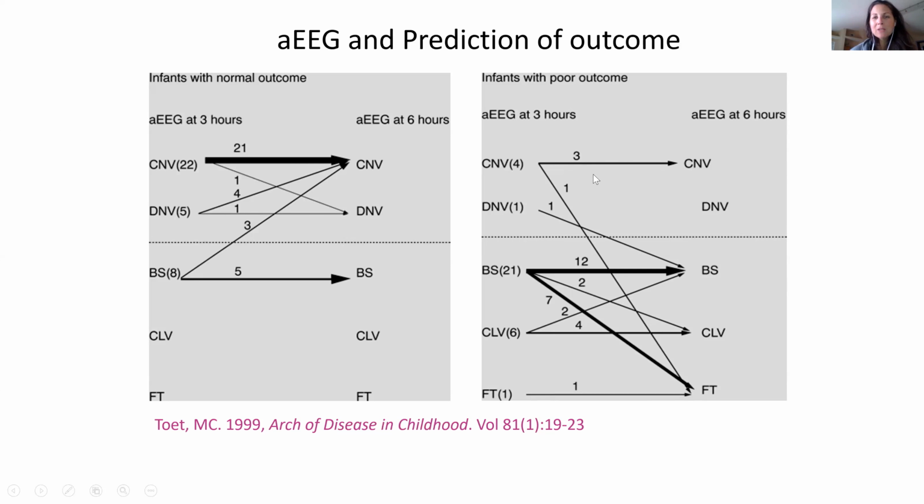But let's look at the babies with poor outcomes. Some of them did have a normal looking aEEG. So again, it's not 100%, right? The predictive value is somewhere in the high 80s to 90s.